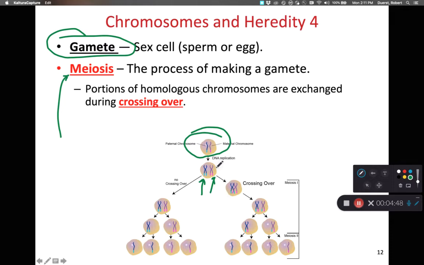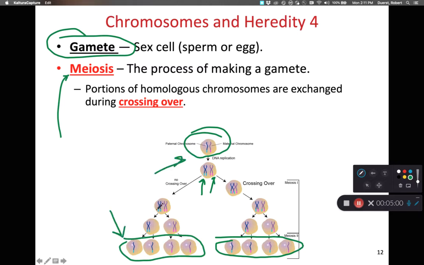Then those chromosomes from dad and chromosomes from mom are ultimately going to be separated so that we have daughter cells that have only one set of DNA. So instead of having two chromosomes, one from mom and one from dad, the daughter cells would have one chromosome, either one from mom or one from dad. We repeat that process for each of the 23 sets.